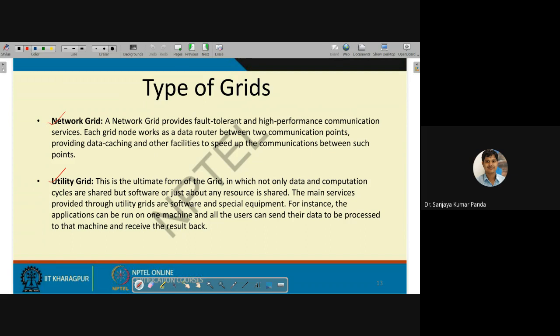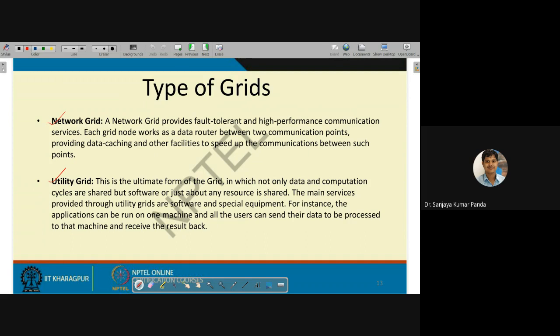Communication services really depend upon the bandwidth, right? When you connect one component with another component, one node with another node, the communication becomes faster if the bandwidth is more. So in the network grid, our objective is to make faster communication services. Here each grid node works as a data router between two communication points, and it provides data caching and other facilities to speed up the communication between such points.